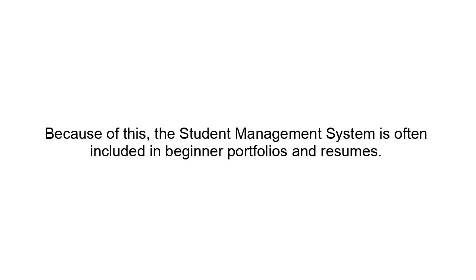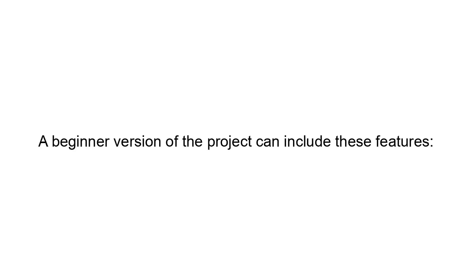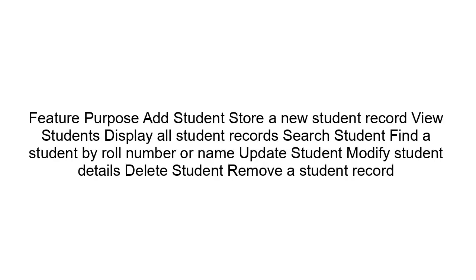Basic features of a student management system. A beginner version of the project can include these features. Feature, purpose. Add student: store a new student record. View students: display all student records. Search student: find a student by roll number or name. Update student: modify student details. Delete student: remove a student record. These features help simulate a real data management system.